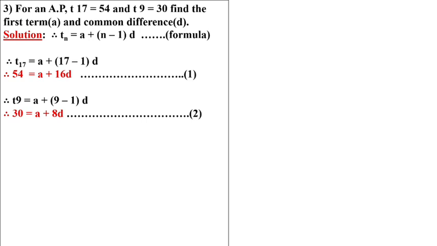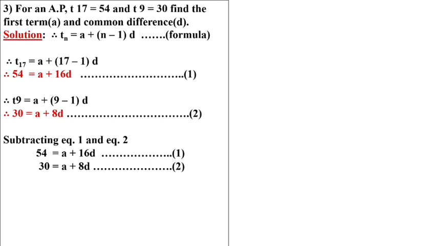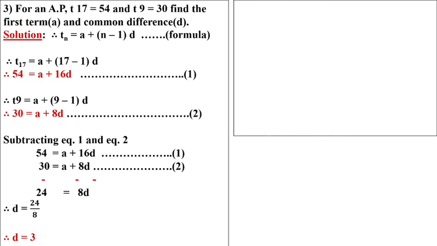Now student, subtracting equation 2 and 1, we get, now the sign will change, plus a and minus a will cut. 54 minus 30 we get 24 equal to 16 minus 8 we get 8d. Therefore d equal to 24 divided by 8. 8 threes are 24. So here the common difference we got is 3.